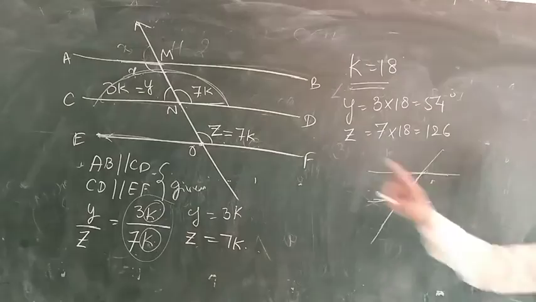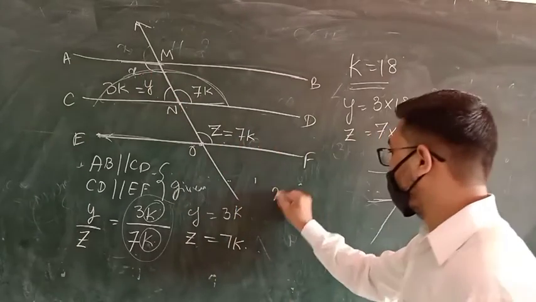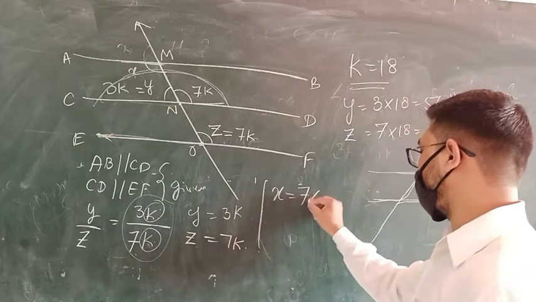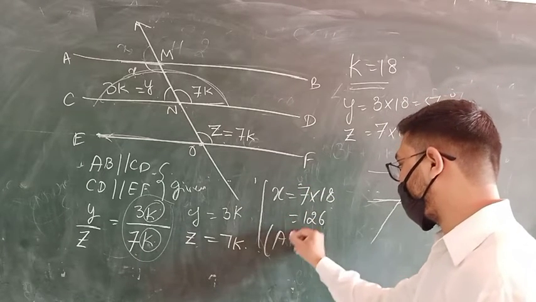So these are forming an alternate pair. So X is equal to 7K, that is 7 times 18, that is 126 degrees, and the reason behind it is alternate interior angles.